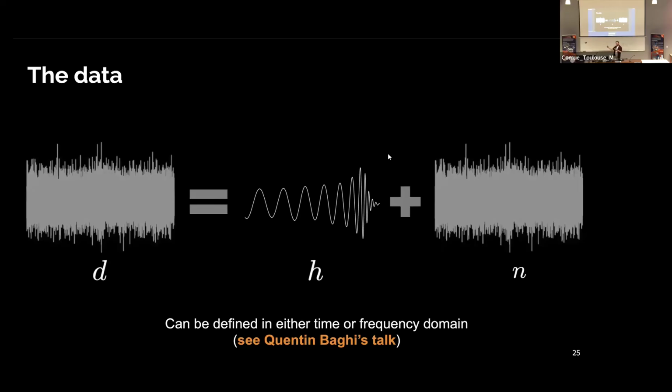And this can be defined in either the time or the frequency domain, which was covered in Quentin's talk as well from a few days ago. And the challenge here is that our gravitational wave signal H has a much lower amplitude than our gravitational wave noise. So we're really trying to extract a needle in a haystack here and trying to extract the properties from something that has a very small amplitude.